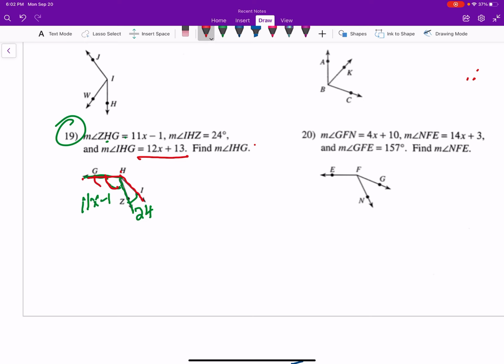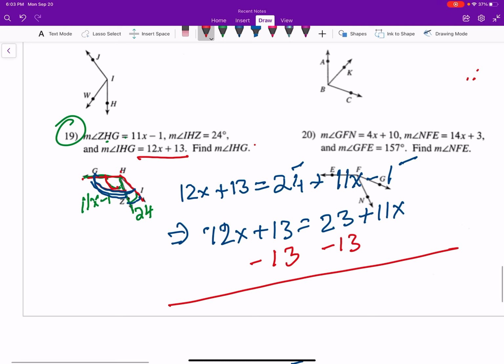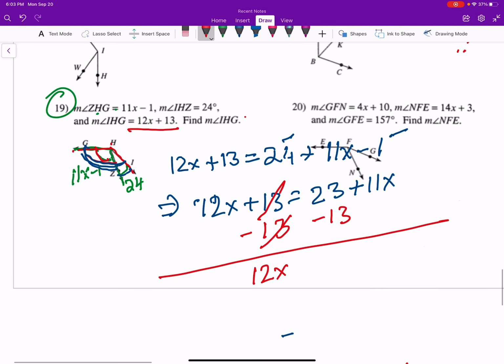So this 12x plus 13, let me give it a green-blue color, this whole thing. So 12x plus 13 equals your 24 plus this angle plus this angle, which is 11x minus 1, all right? So we get 12x plus 13, and here like terms, so 24, 1 is gone, so 11x is here. Now I would like to get rid of this 13, so negative 13 on the right hand side also, subtraction property of equality. So 12x equals 10 plus 11x.